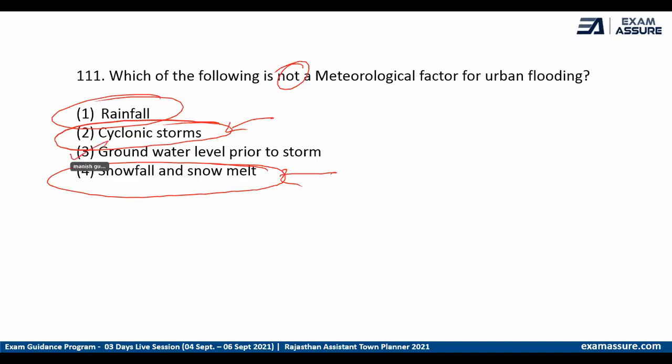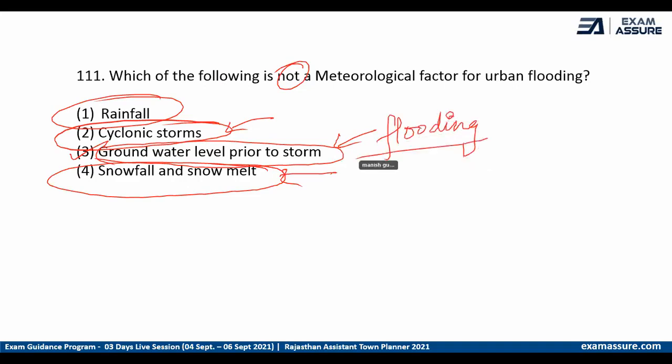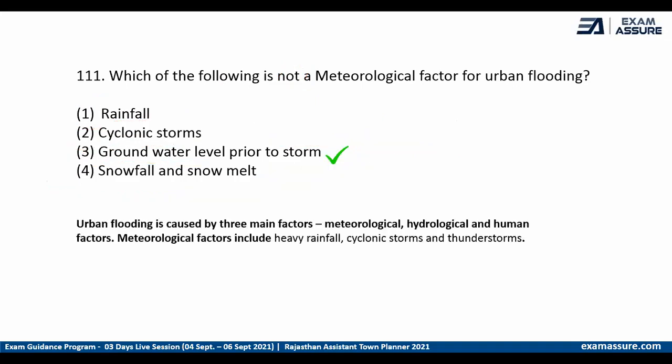So only the third option, because the groundwater is below the ground and it will not lead to any impact on flooding of an area. Okay, so the answer is very evident here. I think this doesn't need more explanation. Let's move on to the next question.